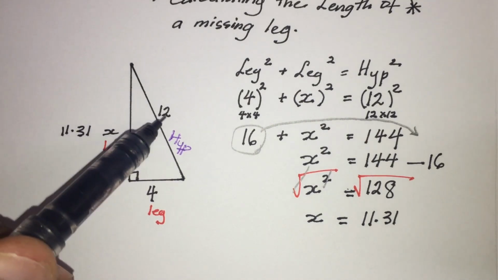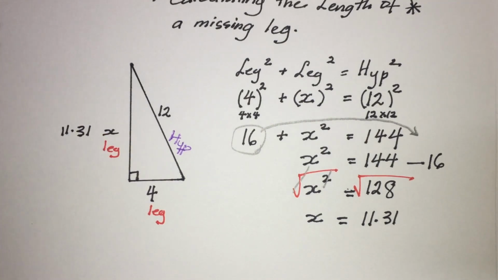And let's check it. The hypotenuse is supposed to be the longest line, the biggest number. 12 is bigger than that 11.31. So I'm great. And 12 is already bigger than 4. So this answer makes sense. Simple. Cheese.